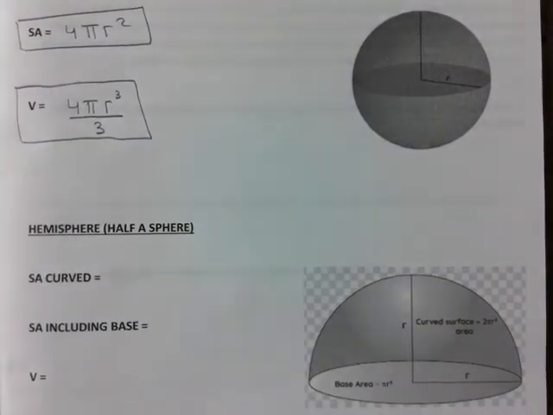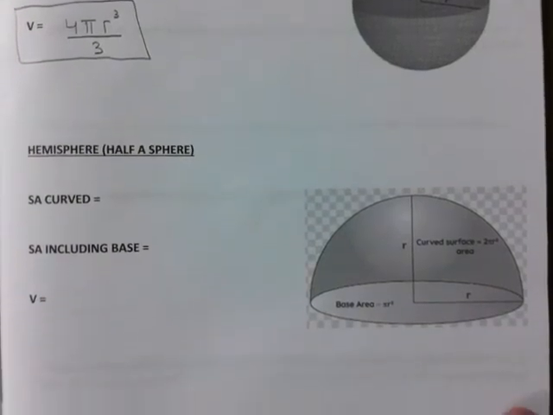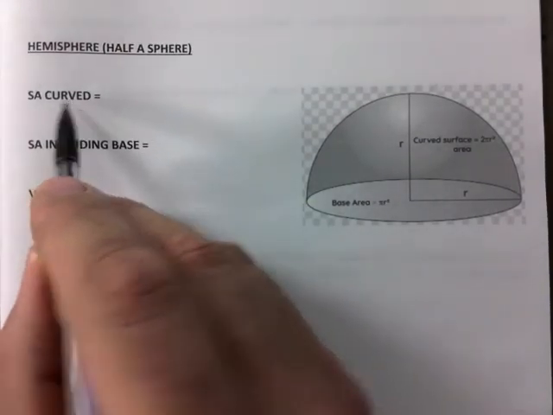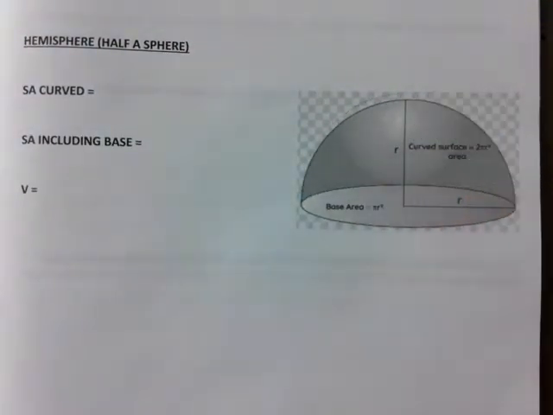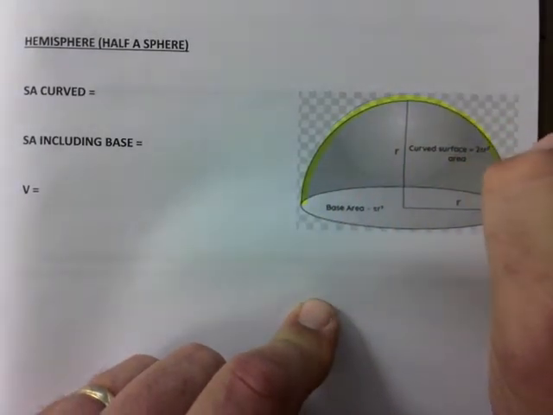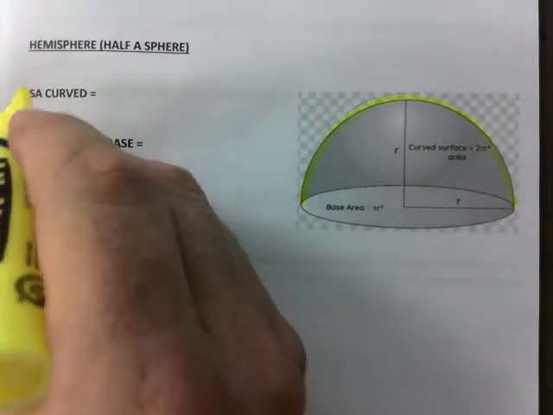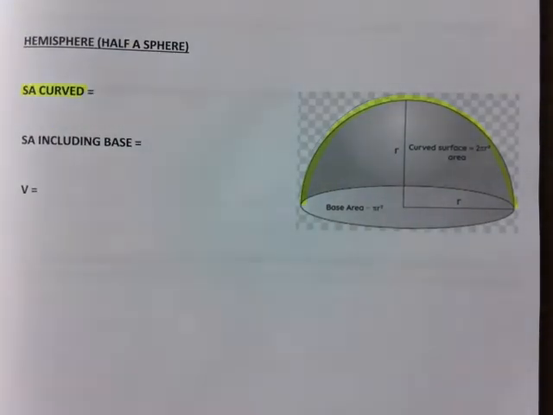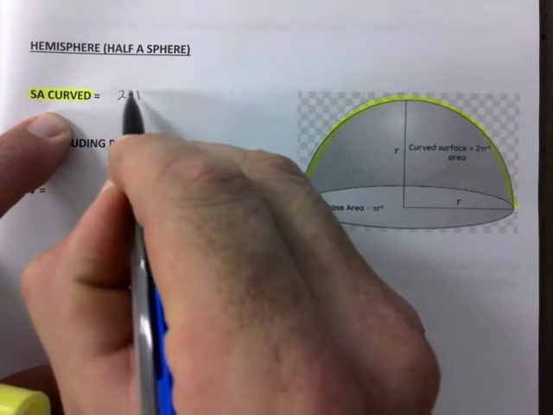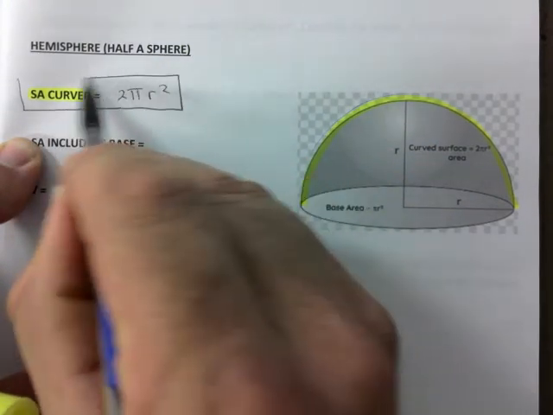So those are the only two formulas you need for a sphere. What about a hemisphere? A hemisphere is basically half of a sphere. So if you just want the surface area of the curved part, like the outside of that bowl, then it's obviously just half of the previous. So it's 2 pi r squared. That's it.